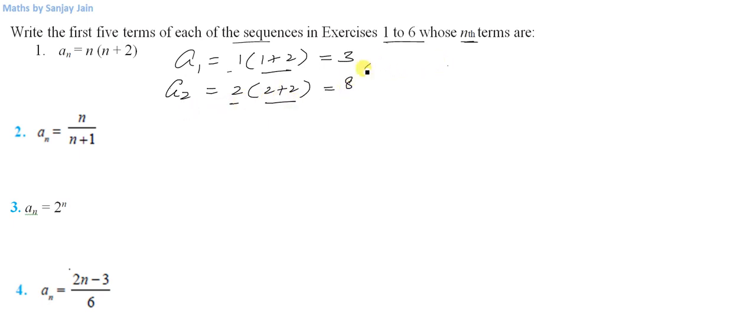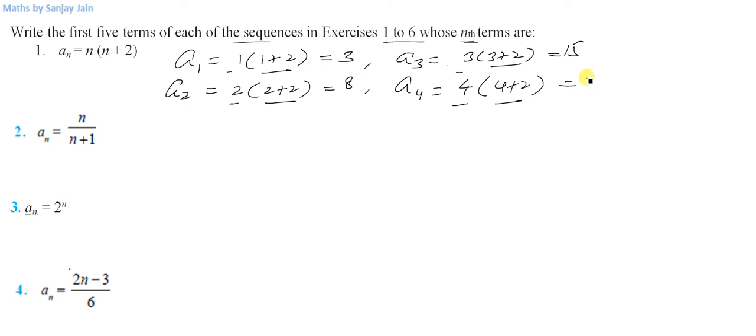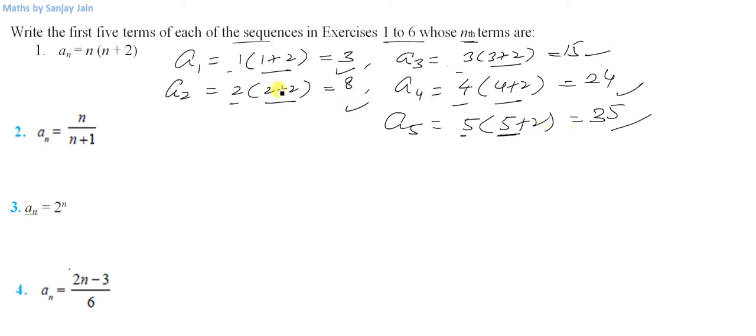What will be A3? 3 into 3 plus 2, that is, this is 5, this is 3, so 15. A4, 4 into 4 plus 2, this is 6 into 4, 24. What will be A5? A5 will be 5 into 5 plus 2, that is, this is 5, this is 7, so 5 into 7, 35. So I need to write the first 5 terms. These are 3, 8, 15, 24, 35.